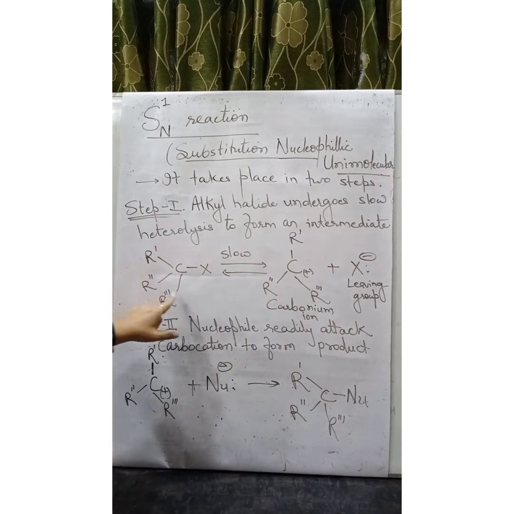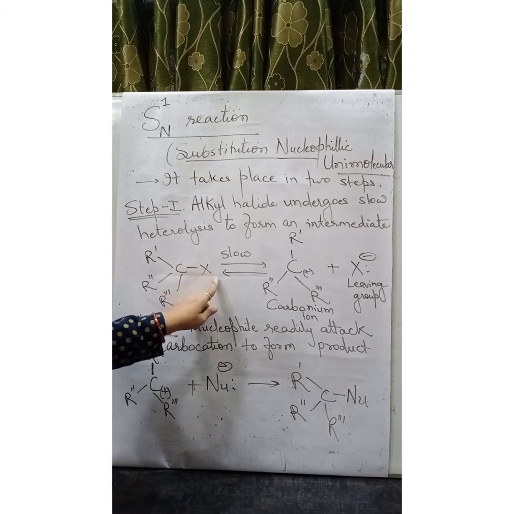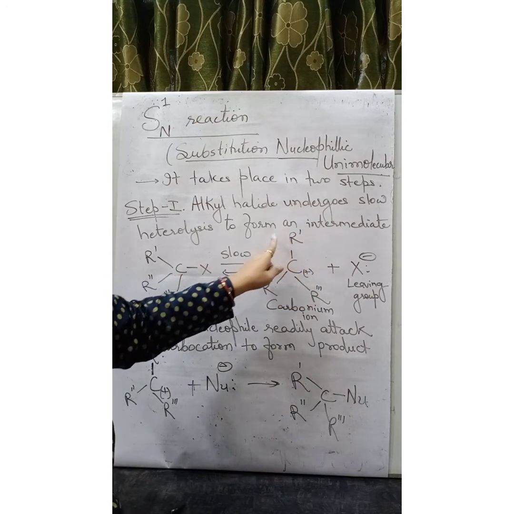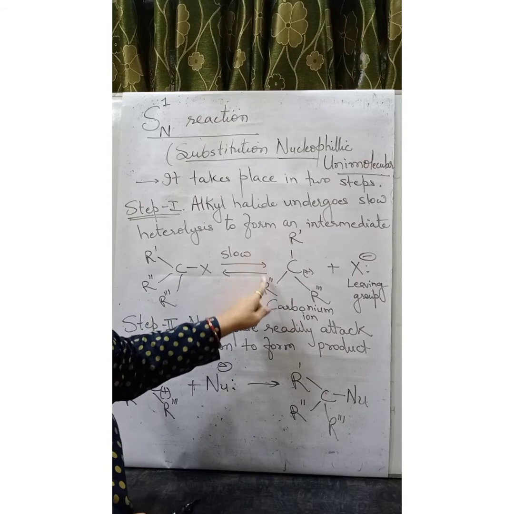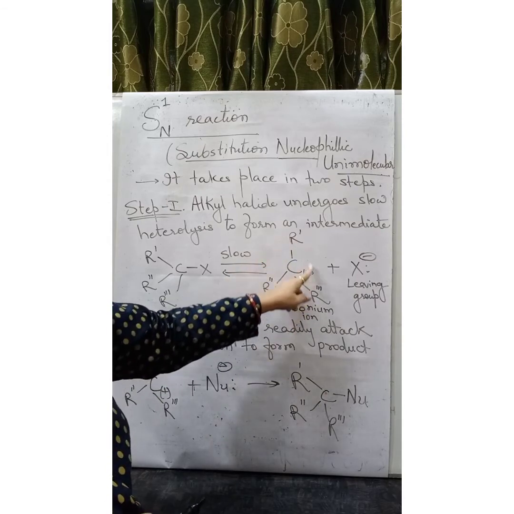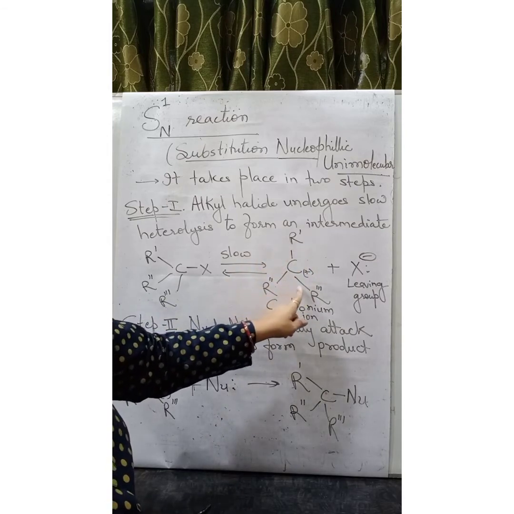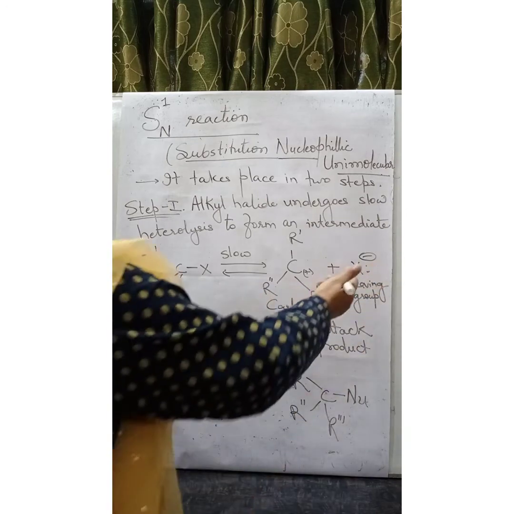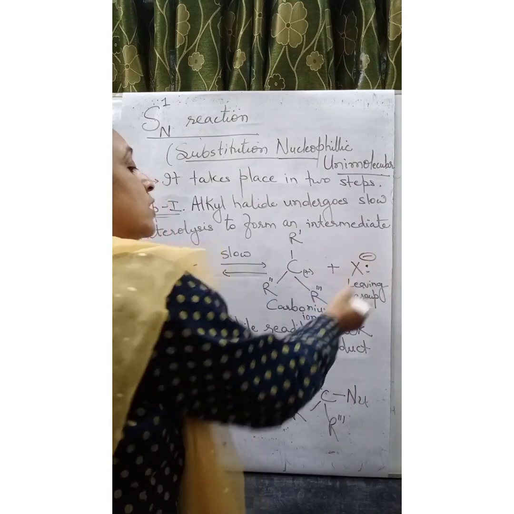So see, this is a alkyl halide having 3 groups attached to it and halogen group. Now in the very first step, the halogen moves out with its electron pair. It results in the formation of a planar carbonium ion or carbocation as an intermediate, and halogen goes out with its electron pair as leaving group.